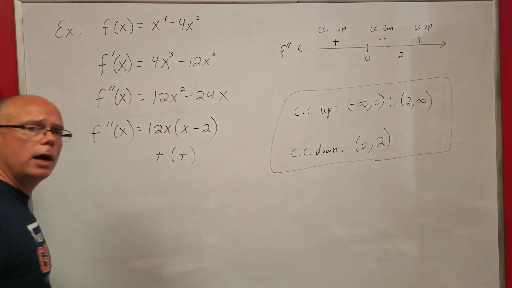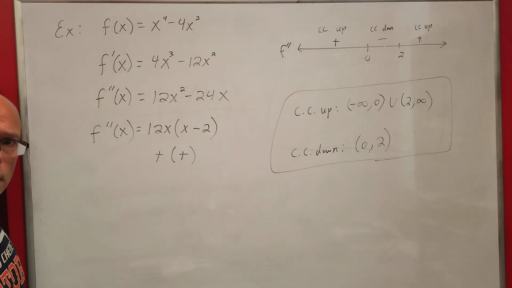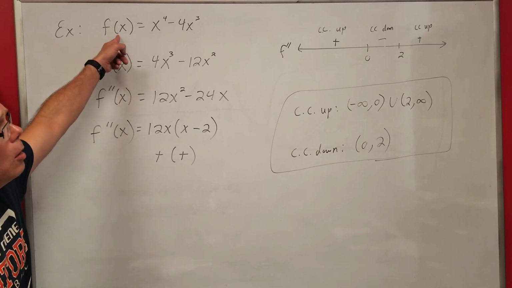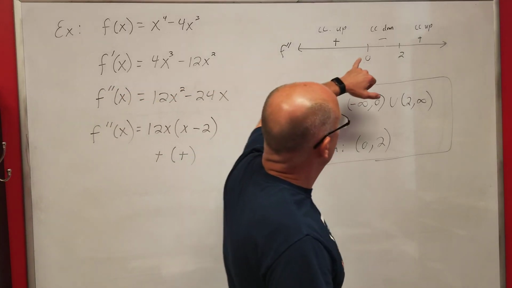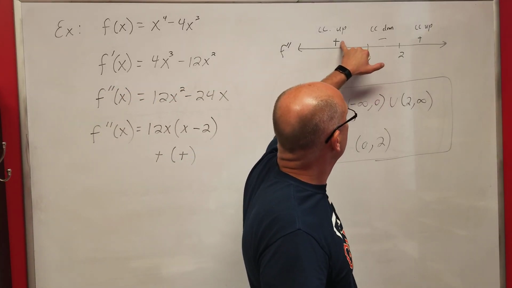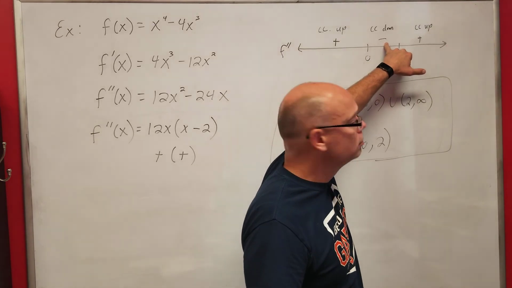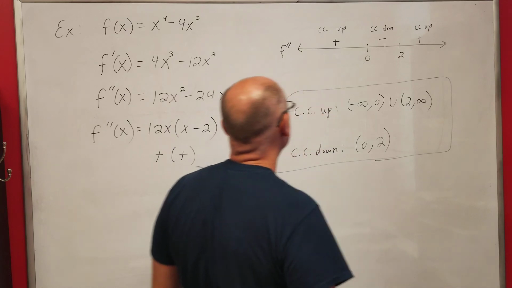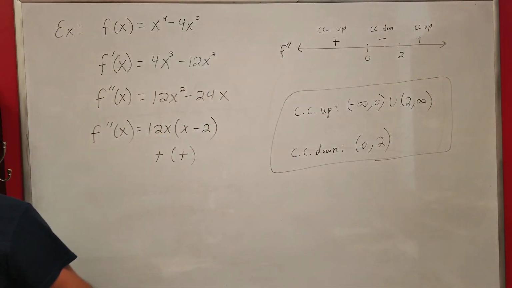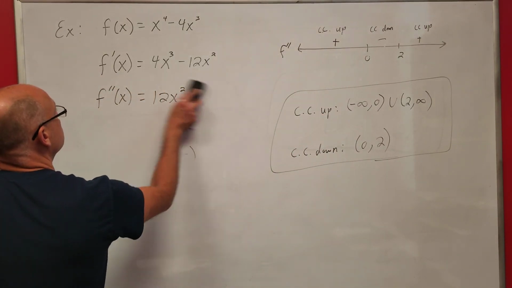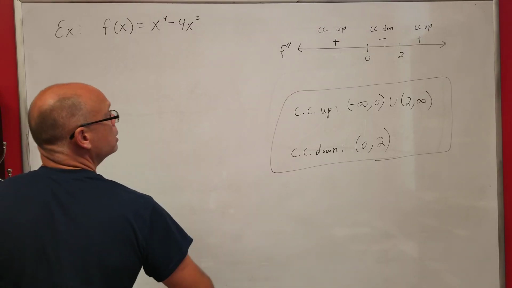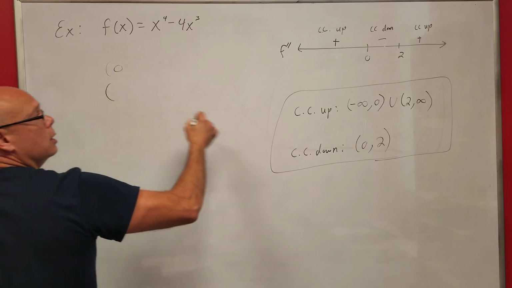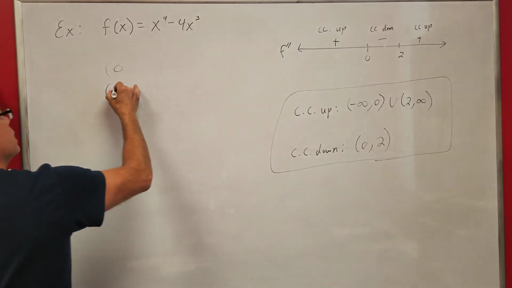Now, what if I wanted to find my inflection points? Inflection points are what? Points on the graph of my original function where my concavity changes. My concavity changes here from up to down, and it changes here from down to up. So what are my inflection points? Well, here's my inflection points. The x-coordinates are going to be 0 and 2, because that's where the concavity changes.